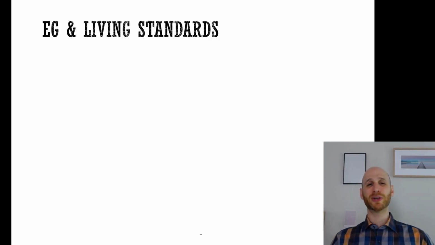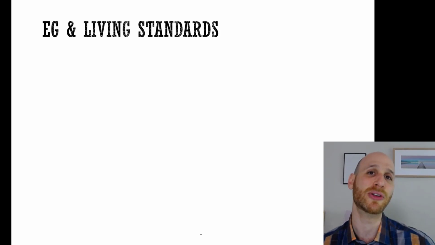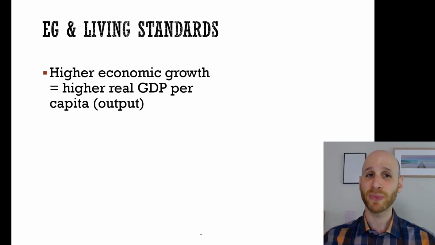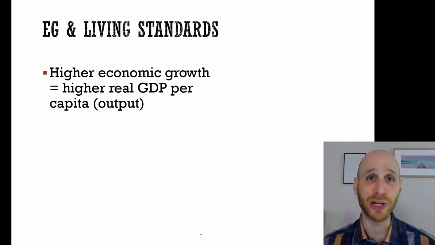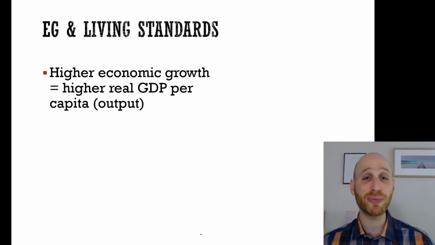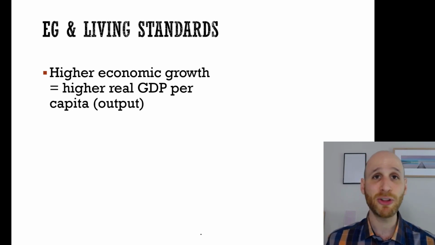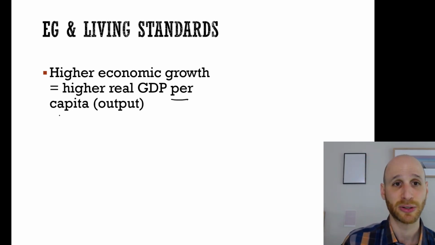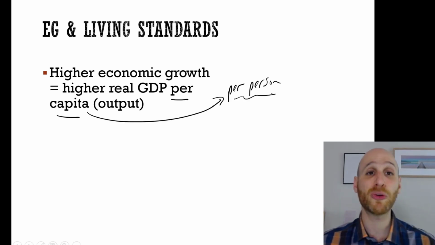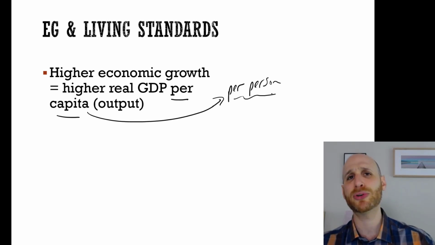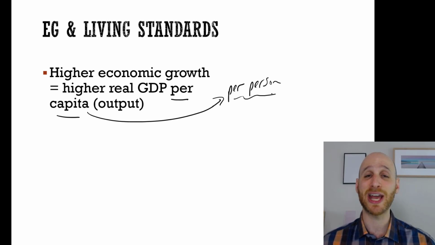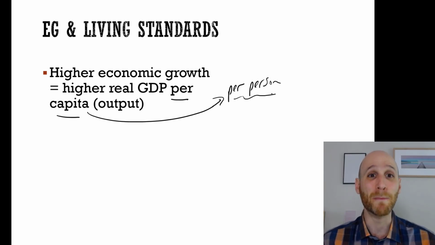So the first area we're going to look at is how does economic growth affect living standards? Well, higher economic growth equals higher real GDP for every person in the economy. When we talk about per capita, we're talking about per person. So when there is higher economic growth, higher output, higher incomes, then on average, people are earning more.